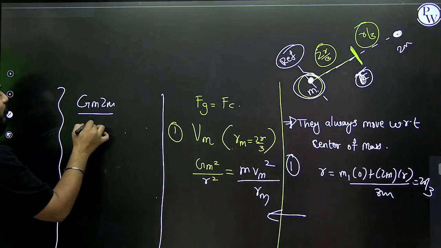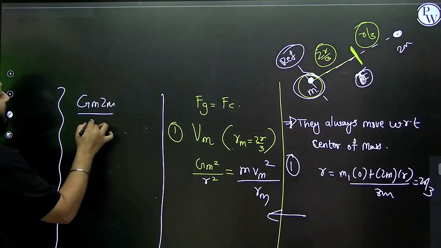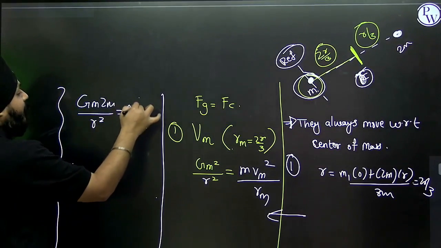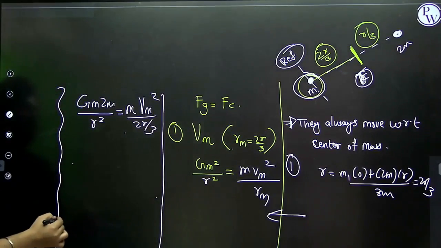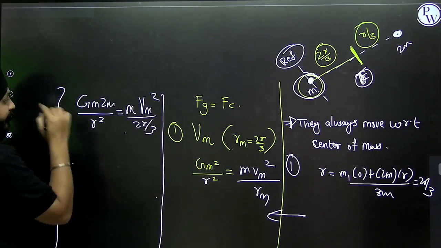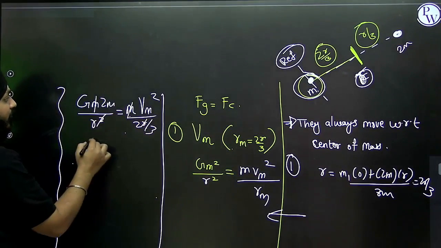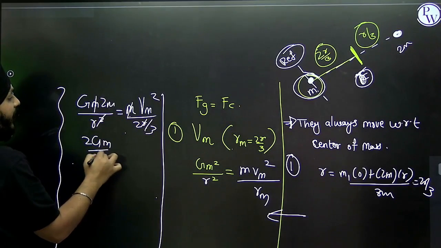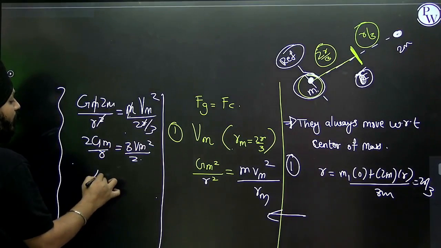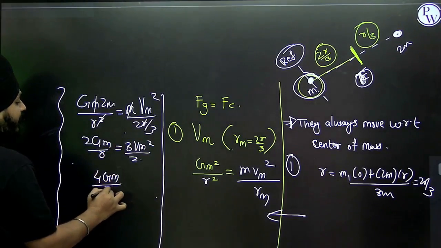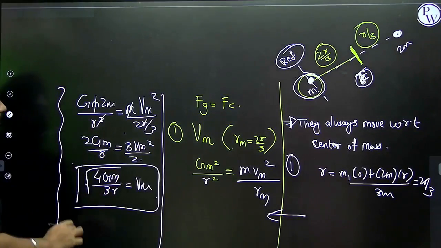This is a mutual force of attraction, right? This is r square and this is m v m square whole divided by 2r by 3, right? So this m is going to cancel, this r is going to cancel. So it is 2GM whole divided by r, that is 3 v m square whole divided by 2. So it's 4GM whole divided by 3r. This is the velocity of the smaller particle, right?